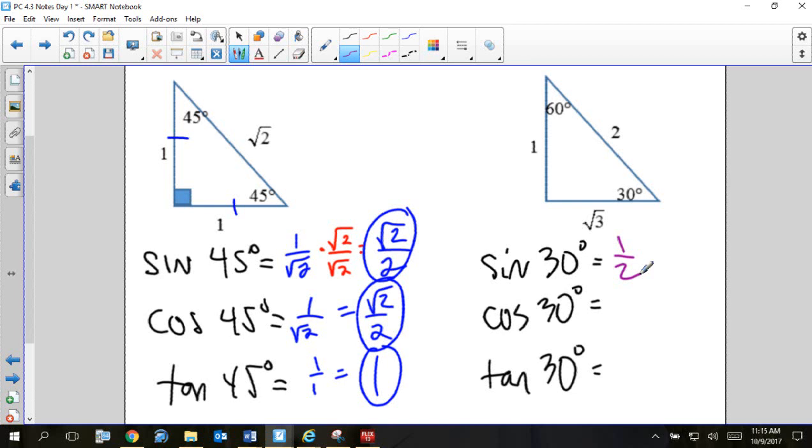1/2. Memorize it. If you can memorize the sine of 30 degrees, you're like halfway there with all the memorizations. I'm telling you, promising you. Memorize that one.